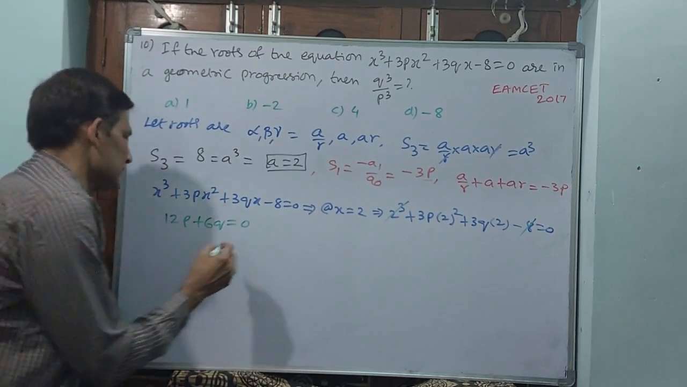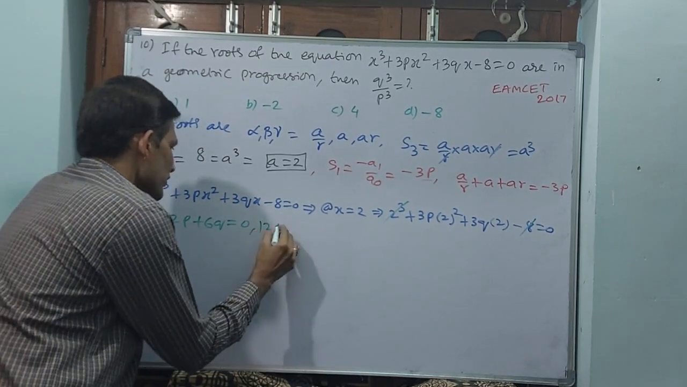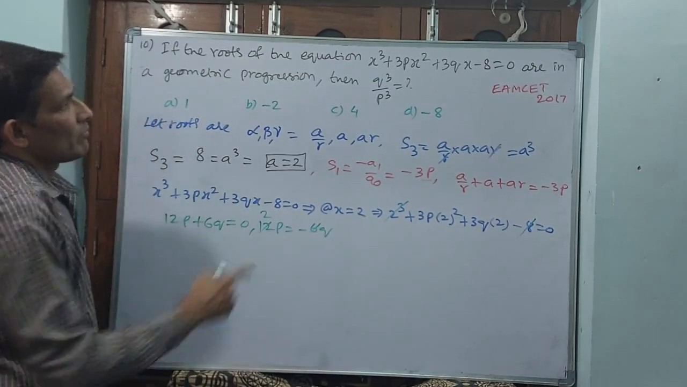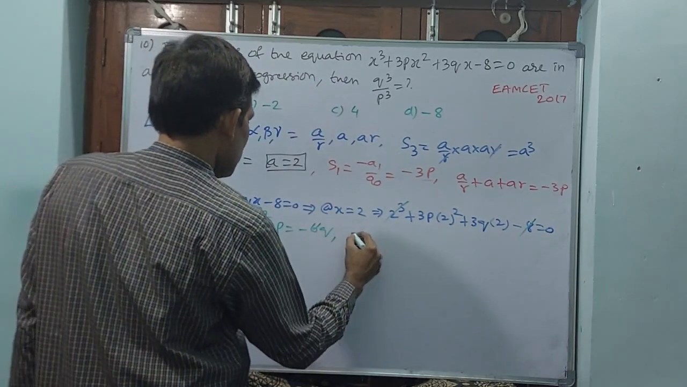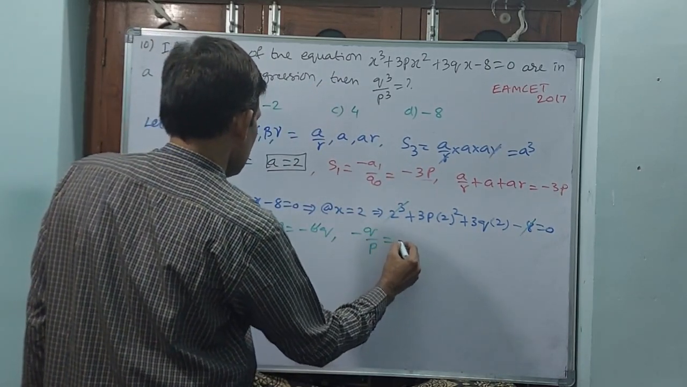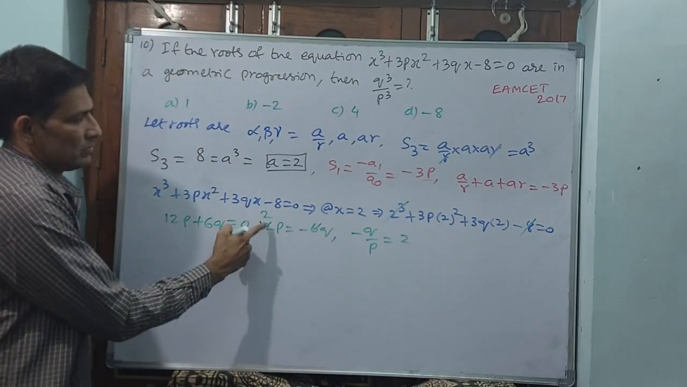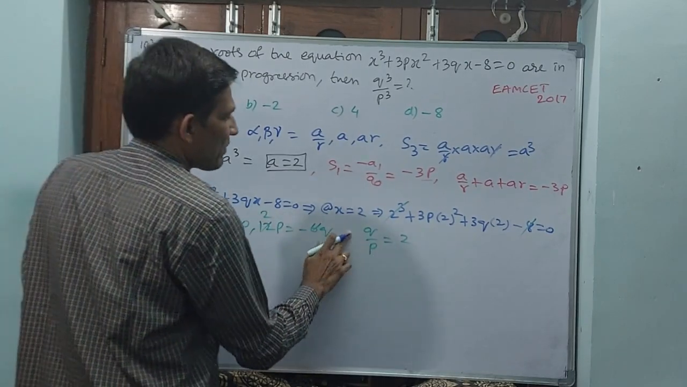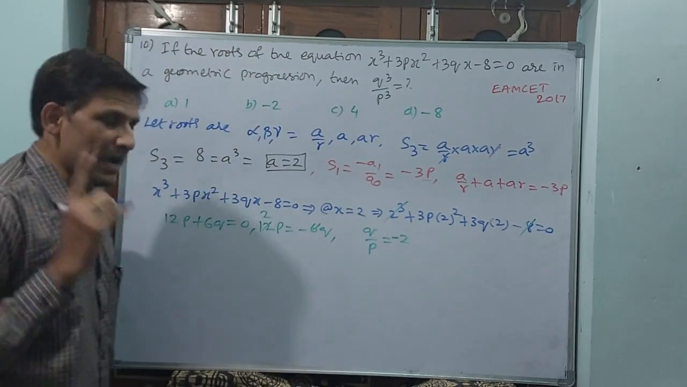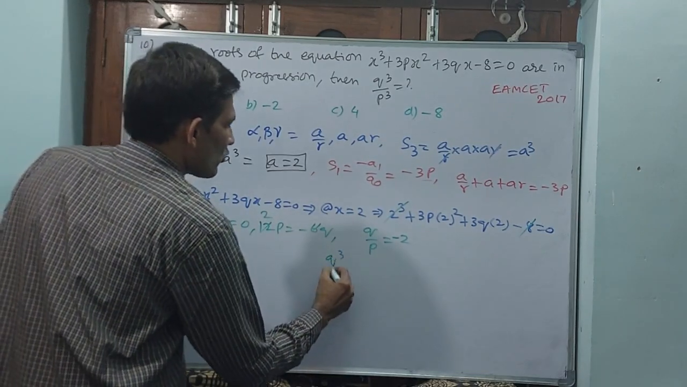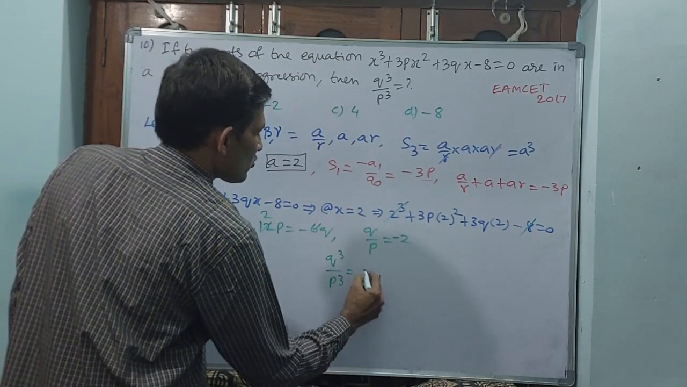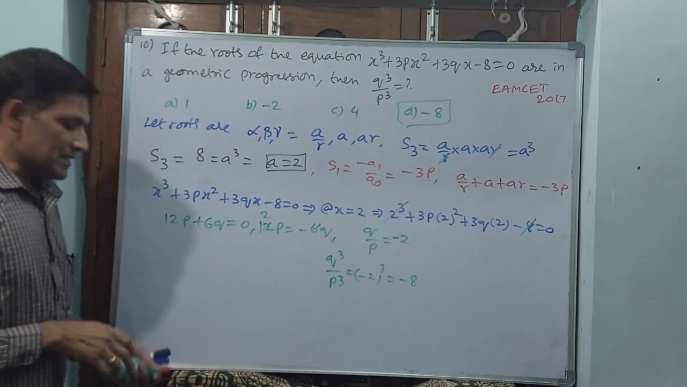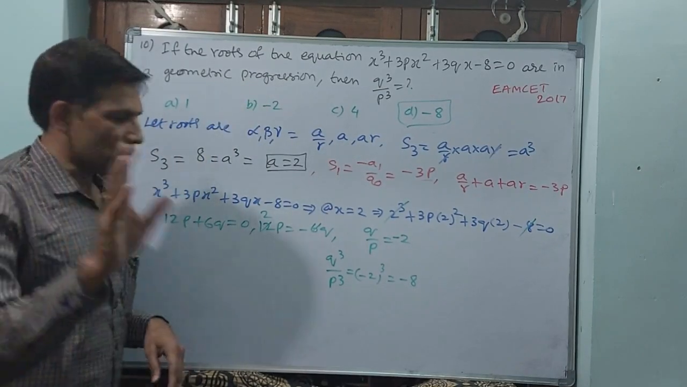Or else 12p is equal to minus 6q. 6 goes 2 times. You require q by p, right? That means minus q by p is equal to 2, q goes to this side. Or else q by p is equal to minus 2. Then what will be the cube? q cube by p cube is equal to minus 2 whole cube, that is equal to minus 8. Understand the logic? Here plus 8 is also not there, so no confusion.